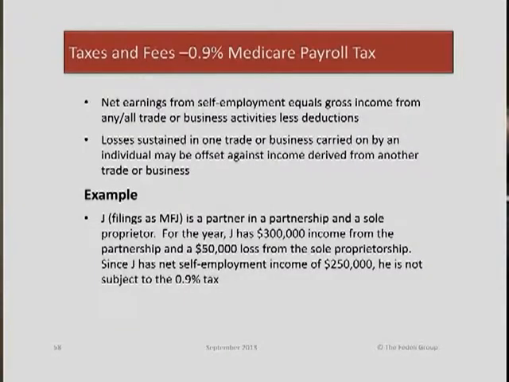Quick example, Jay, partner in a partnership, also has a separate business, he's a sole proprietor, has $300,000 of income from the partnership and a $50,000 loss from his sole proprietorship activity. As I just mentioned, net the two. If he's filing joint, he's at $250,000. He wouldn't owe the 0.9% tax, whereas if he didn't have that $50,000 loss, he would owe it on $50,000 of his self-employment income.